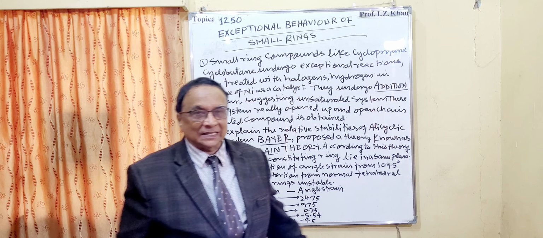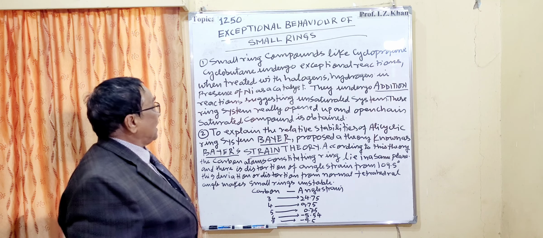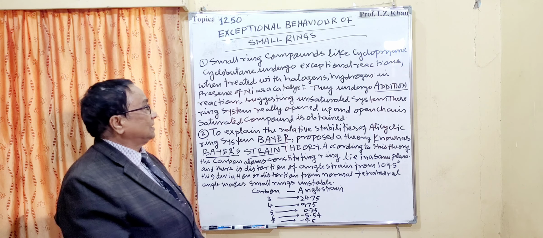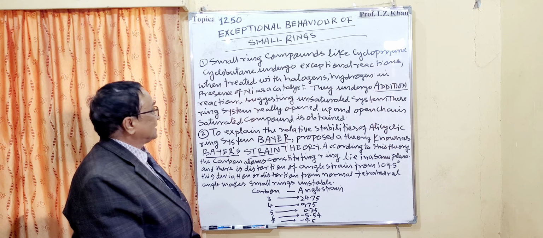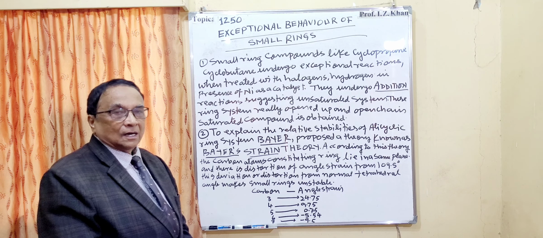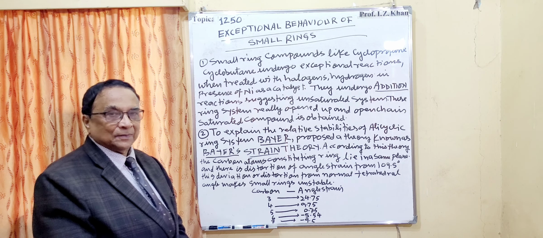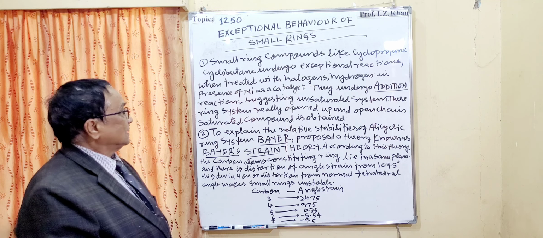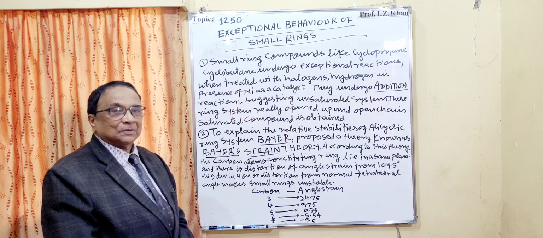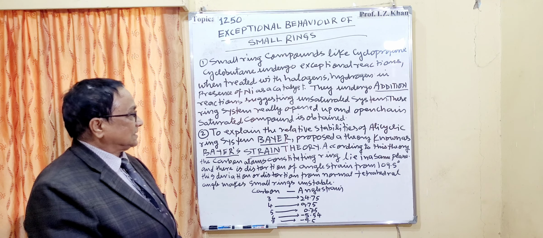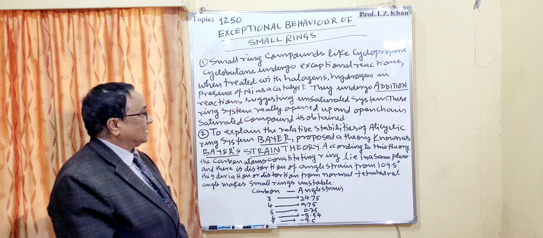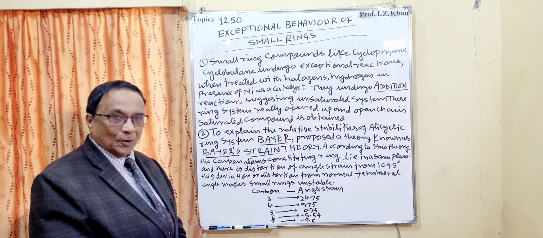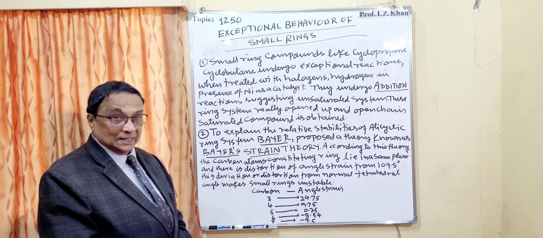So what I have discussed is summarized here. Number 1, small ring compounds like cyclopropane and cyclobutane undergo exceptional reactions when treated with halogens or hydrogen in the presence of nickel as a catalyst. They undergo addition reactions, suggesting the presence of a double bond, that is, an unsaturated system. This ring system is opened up and an open chain saturated compound is obtained, and that reaction I have already discussed.